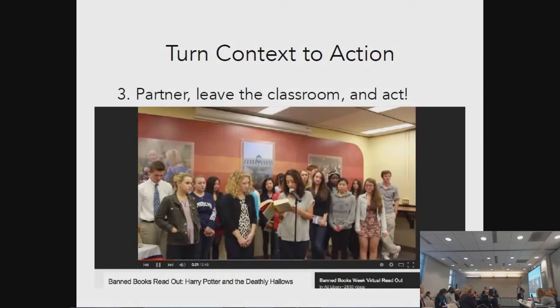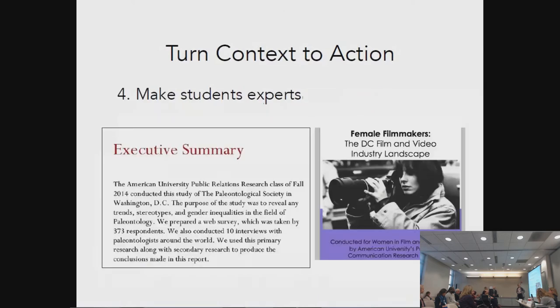So that's one way you can do it. The last way, I teach research methods as well. I focused my class last semester on lack of gender diversity in industry, issues around women, et cetera. I had an all-woman class. I had 100% females in my class. So I actually designed the final project to make students the experts.